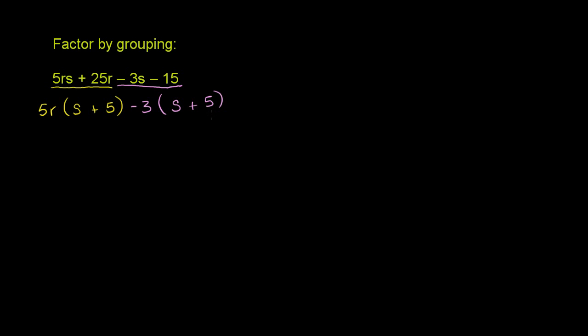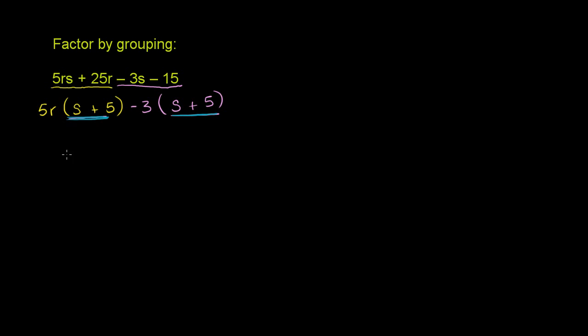And then something interesting might pop out at you. And one, you can always verify that you factored this properly by distributing each of these expressions, distributing the 5r times s plus 5 and the -3 times s plus 5. You'll get exactly this. But something maybe jumped out at you just now. You have 5r times s plus 5. Then you have -3 times s plus 5. So now this expression, we have 2 terms instead of 4, right? This is one term, this is another term. And they both have s plus 5 as a common factor. So we can now factor out s plus 5.